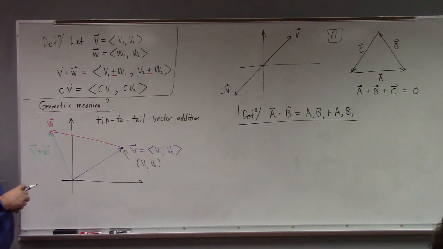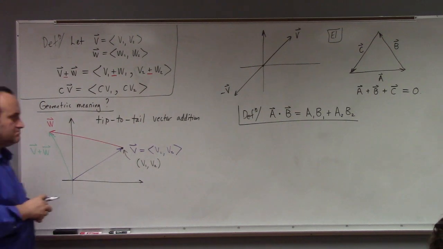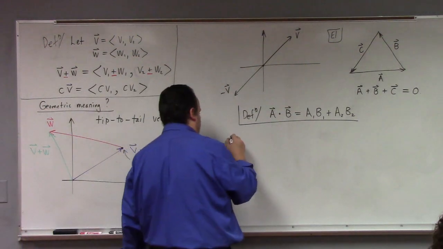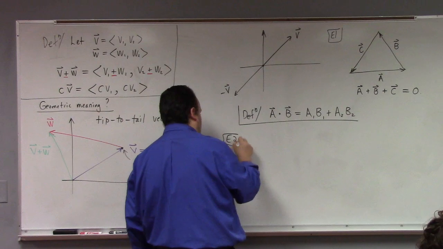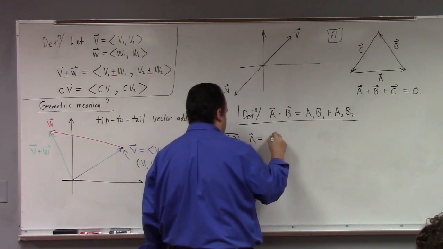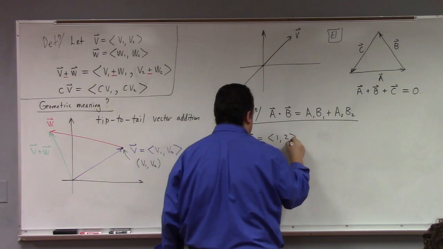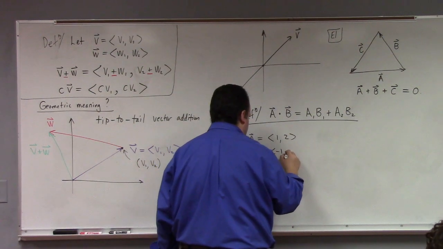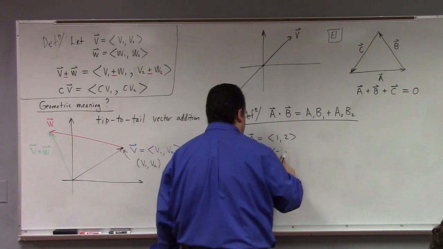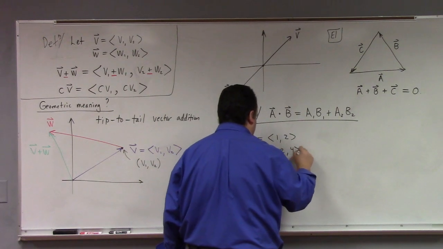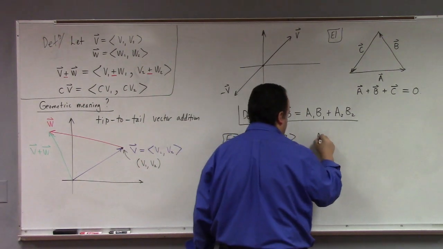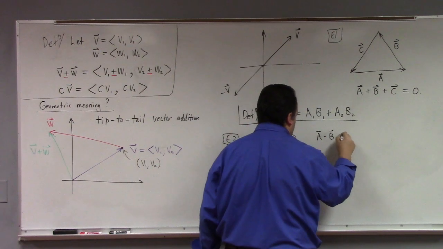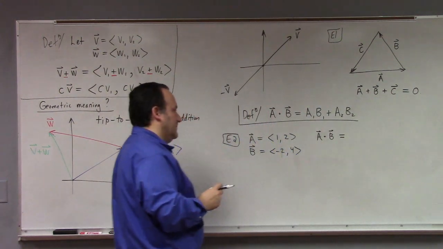The dot product of two vectors. I'll give you an example of that. If my vector A is, let's say, 1, 2, and my vector B is, let's say, -2, comma 4, then A dot B is equal to what?